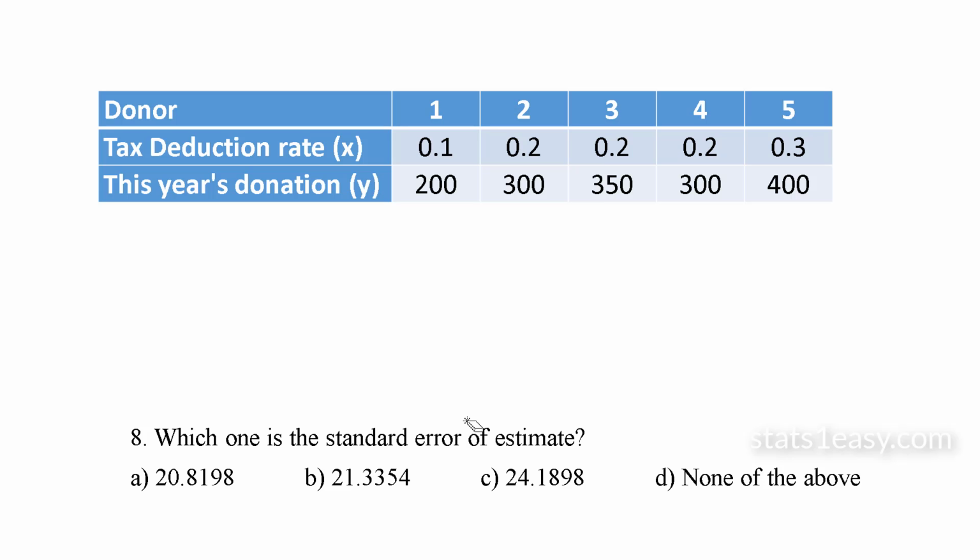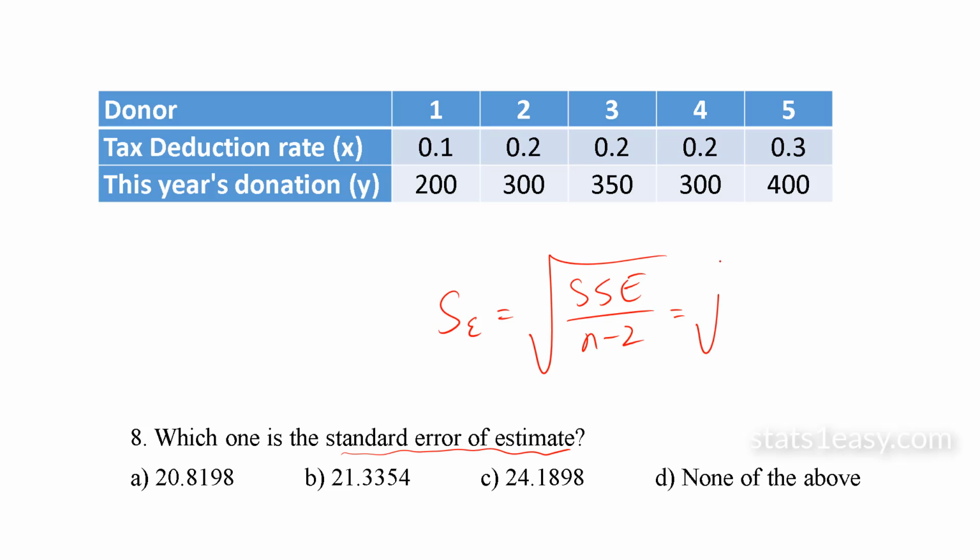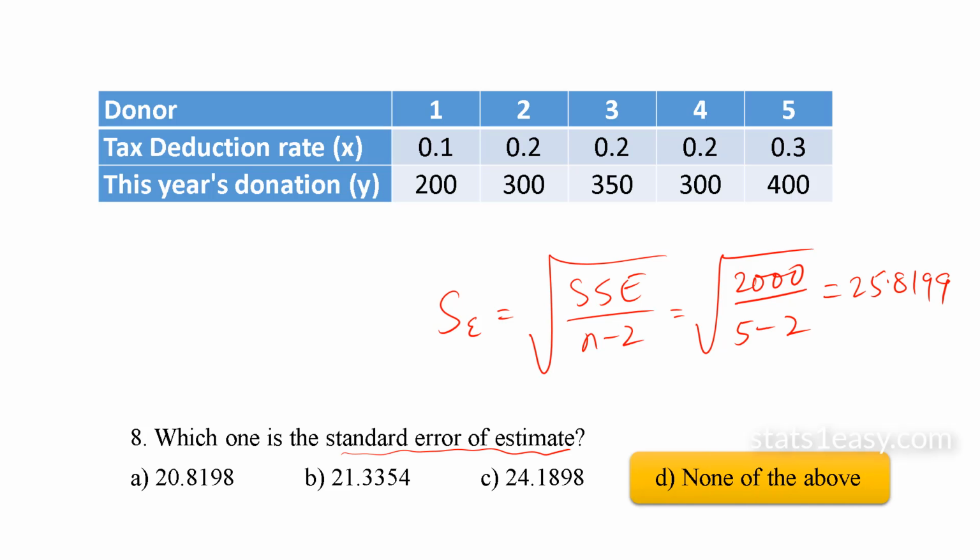So here we're looking at the same question. We already found the SSE. Now we want the standard error of estimate. The standard error of estimate is just the square root of SSE over n minus 2 for simple linear regression. So we're looking at the square root of 2000 divided by 5 minus 2. And that will give us 25.8199, which is not one of these options. So the answer is none of the above.